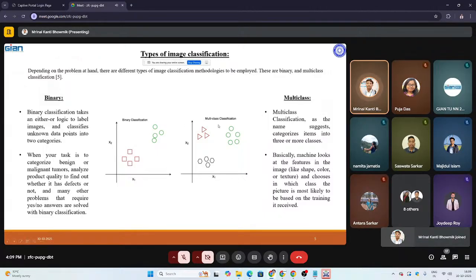Here you can see that there are three classes which are classified as multi-class classification. Basically, the machine looks at the features, like the shape, color, and texture. While the model is being passed through neural networks, the machine identifies the particular shape, color, or texture and chooses which class the picture is most likely to belong to based on the training it received.